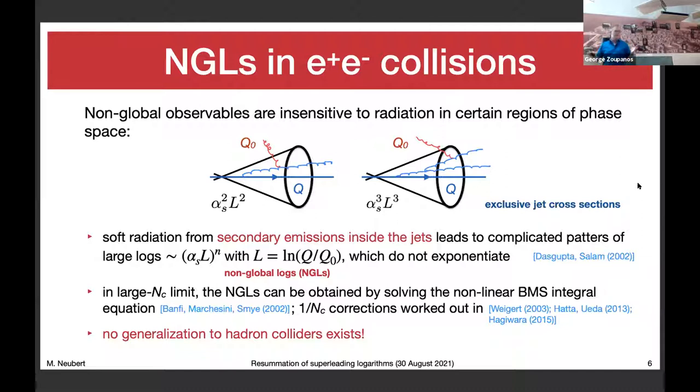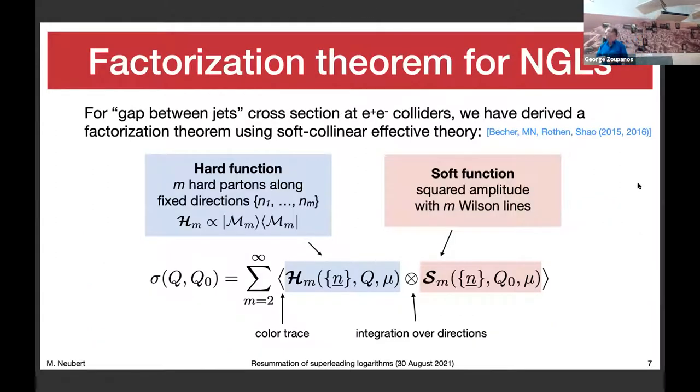Now, in the large NC limit, one can work with these non-global logs by solving a nonlinear integral equation due to Banfi-Marchesini-Smye. This is very different from RG equations. This is an integral equation, and it's nonlinear, something very complicated. It's very hard to work beyond the large NC limit, but it has been done at first order. There's no generalization of this to hadron colliders, so this only works in e plus e minus.